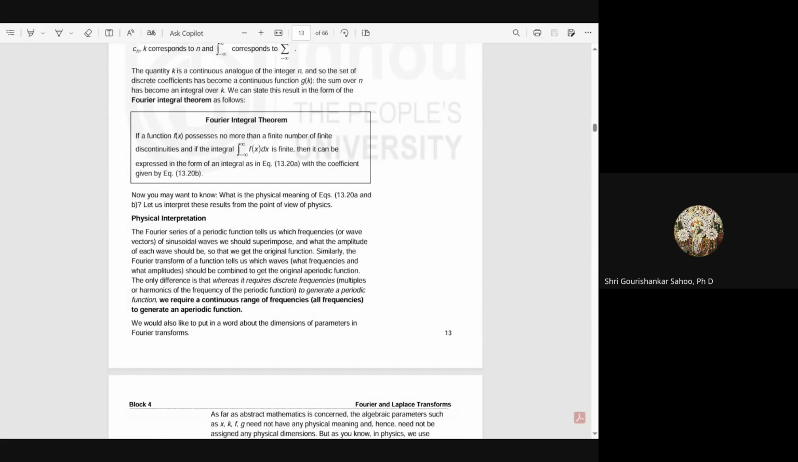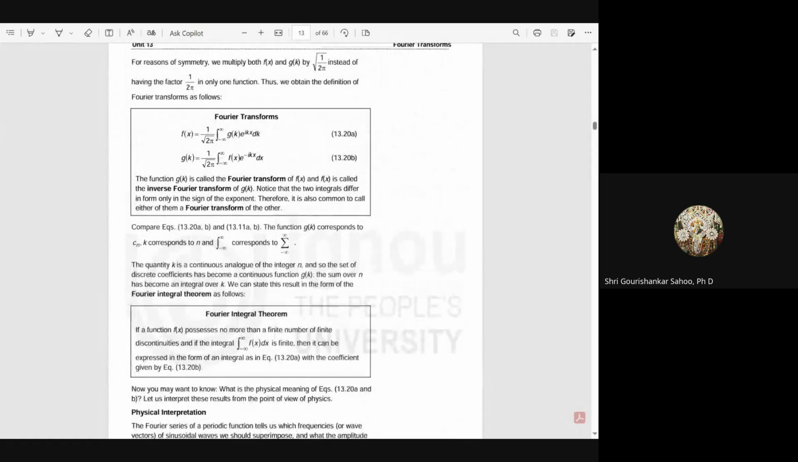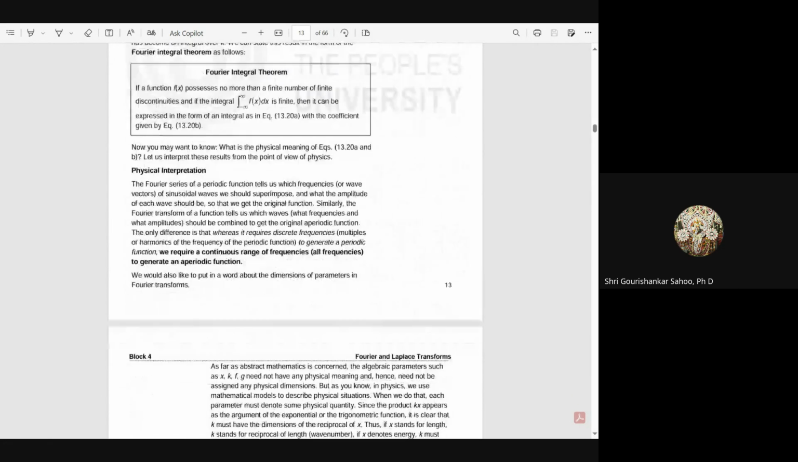If a function f(x) possesses no more than a finite number of finite discontinuities, and if the integral from minus infinite to infinite of f(x) dx is finite, then it can be expressed in the form of an integral with the coefficient given in the inverse Fourier transform.